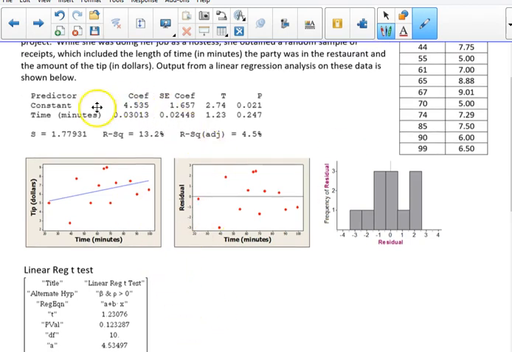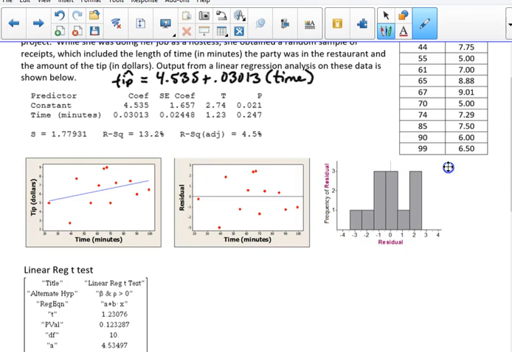We can see here, time is our explanatory variable. Next to the explanatory variable is always the slope. The constant is our y-intercept, and so this is our y-intercept. So the regression equation here could be written as the predicted tip is 4.535 plus 0.03013 times the time spent in the restaurant.